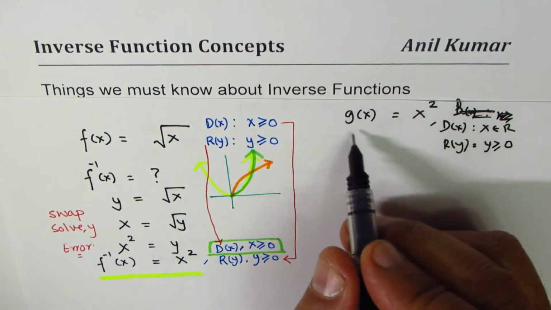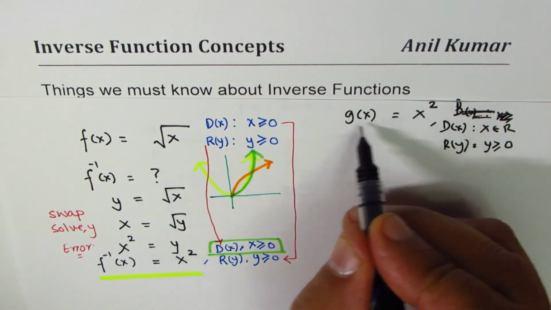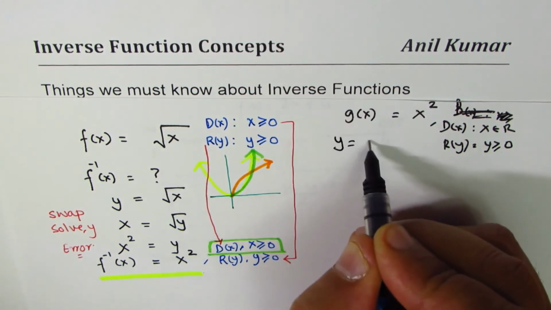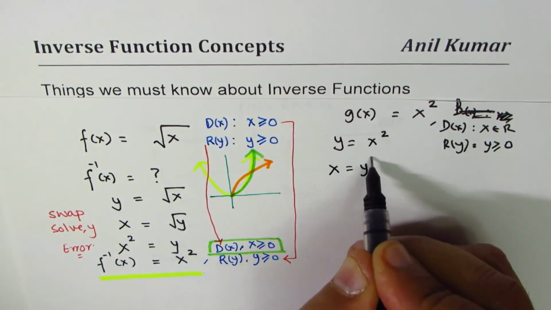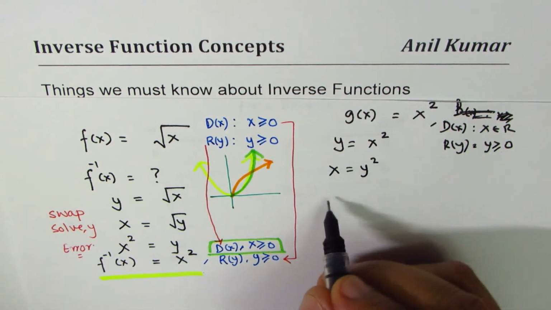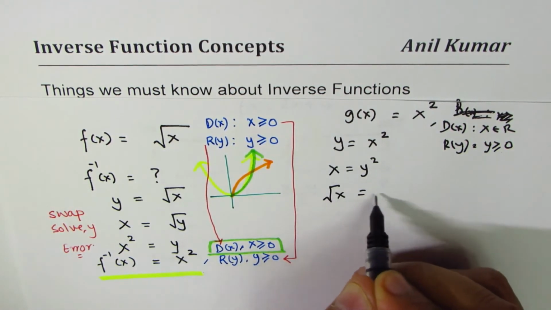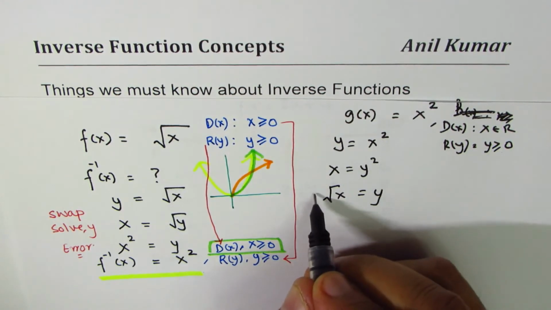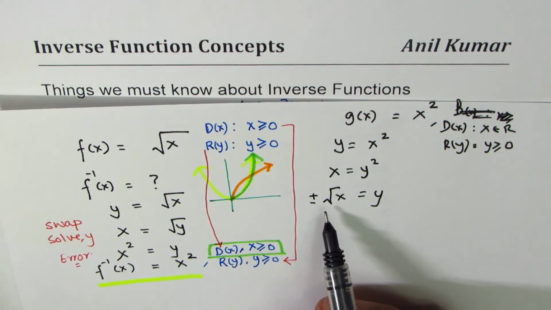Now, if I have to find the inverse of this function, then what do I do? I write this as y equals x square, swap, which is x equals y square, and then solve for y, right? We are doing the same steps. When you solve for y, you have to do square root of x, right? And whenever you do square root of x, you have to do plus and minus. Do you see that? Plus and minus.